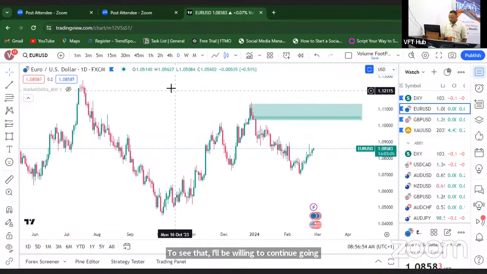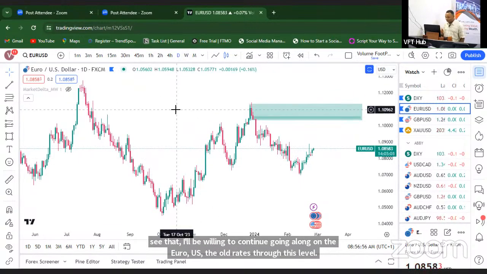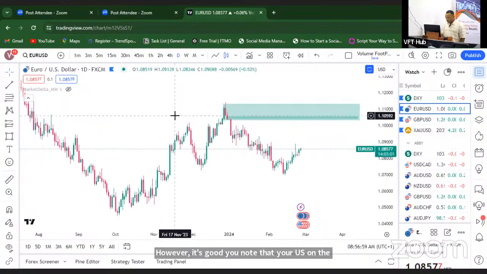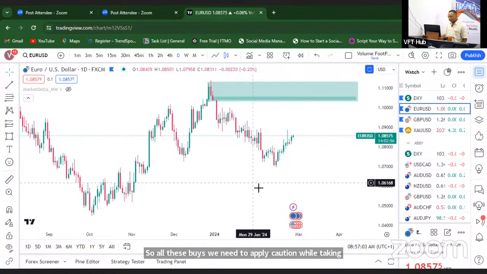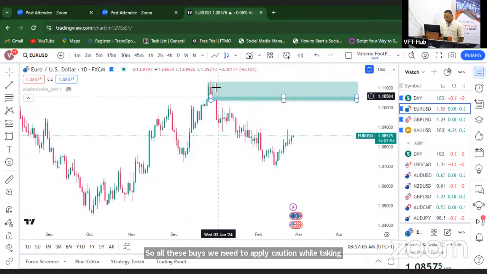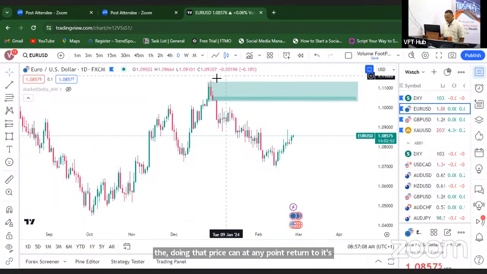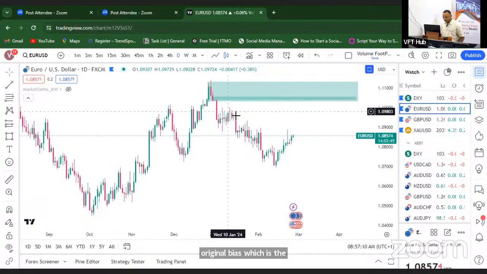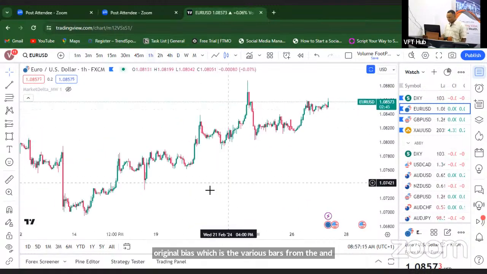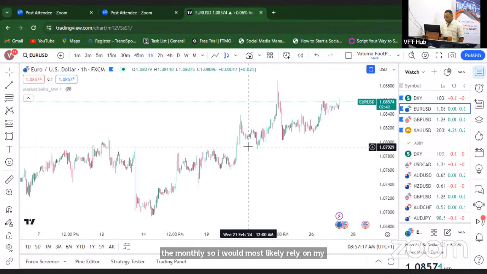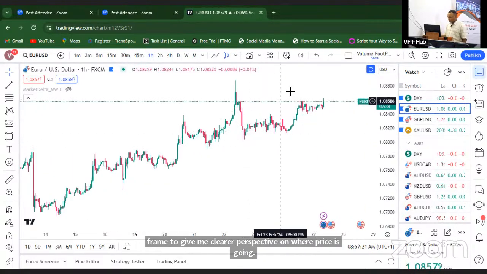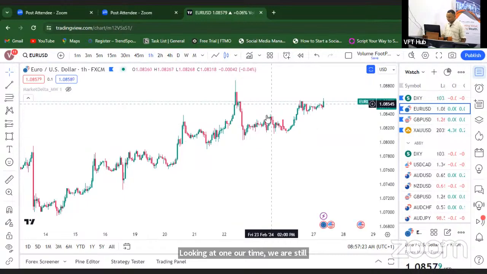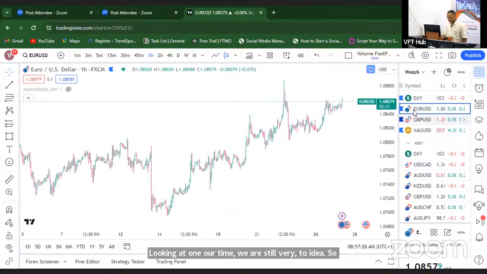However, it's good you note that Euro USD on the weekly and on the monthly time frame are bearish. So all these buys, we need to apply caution while taking them, knowing that price can at any point return to its original bias, which is the bearish bias from the weekly and the monthly. So I would most likely rely on my 1 hour time frame to give me a clearer perspective on where price is going. Looking at the 1 hour time frame, we are still very bullish intraday, so we'll keep being bullish until we see otherwise, using the 1 hour time frame as a reference.